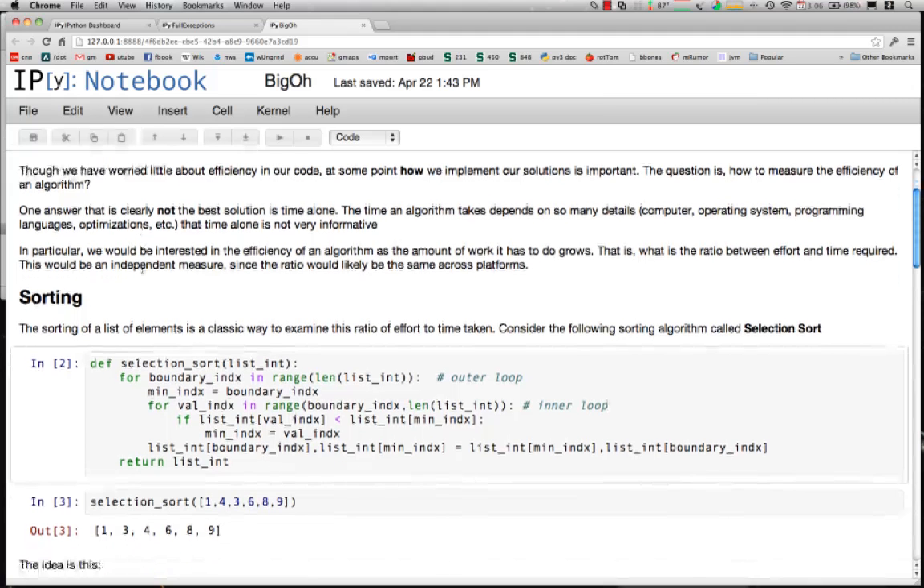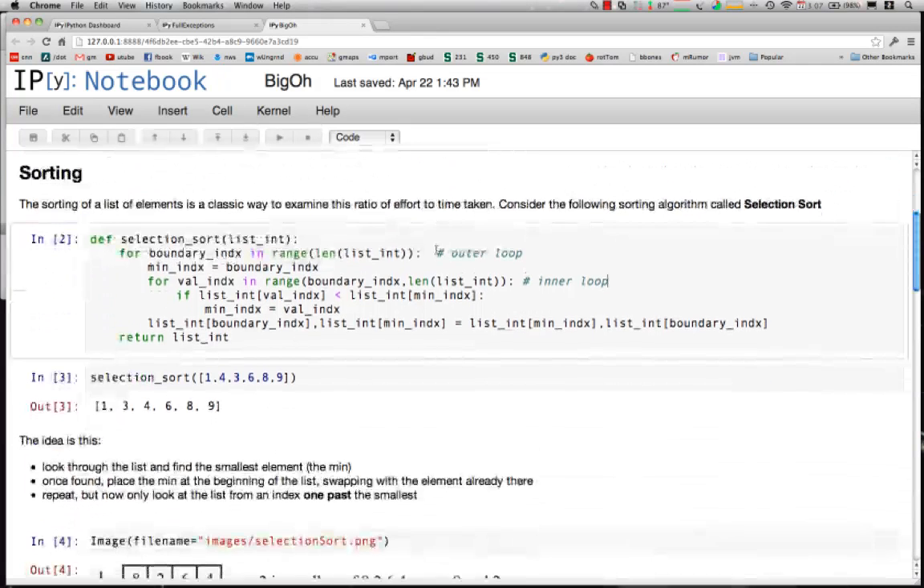What we'd really be interested in is measuring the amount of work an algorithm has to do as it grows. Because we would like to know, as an algorithm has to do more and more work with more and more data, how much more time does it take to do that work as the size or the effort that's required grows. In the end, the thing that we're most interested in is the ratio between effort and time required, and that is going to be the same across platforms. That ratio is going to be really useful to us.